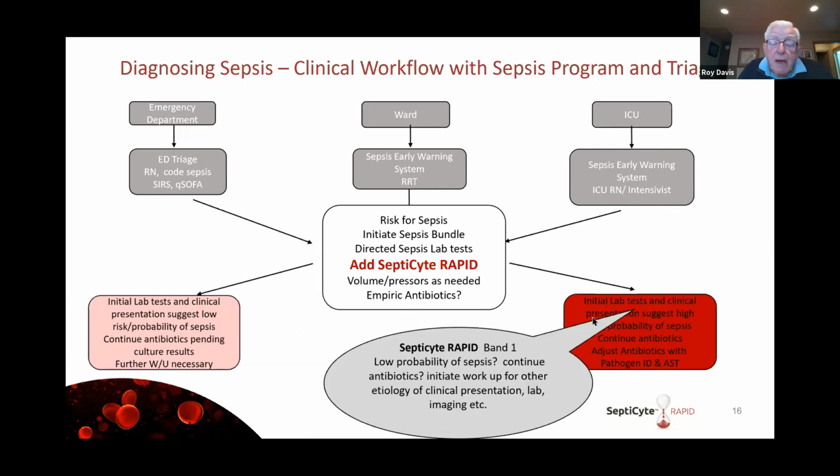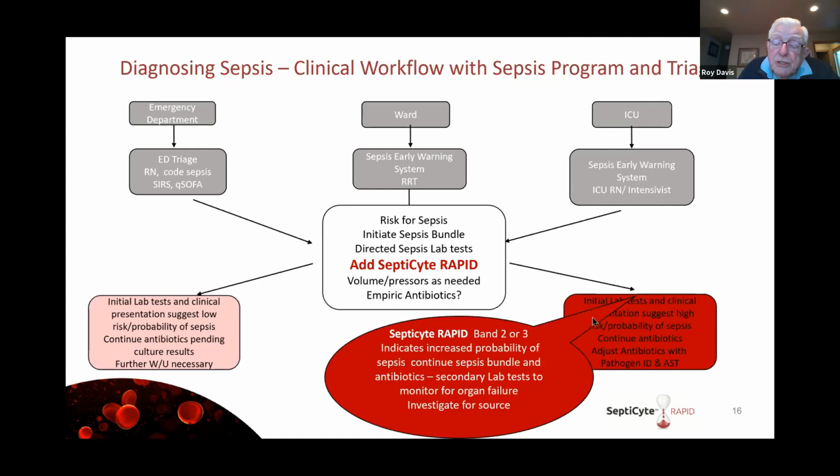For the use of Septicite Rapid on critically ill patients, if that result comes back as band 1, it would alert one to consider the possibility that this is infection-negative systemic inflammation, and one needs to work up the patient with clinical presentation, labs, and imaging to determine a non-infectious cause of possible clinical symptoms. With regards to a band 2 or 3 presentation in these patients, this adds increased probability of sepsis, confirming one's initial suspicion and allowing one to continue a present therapeutic intervention.